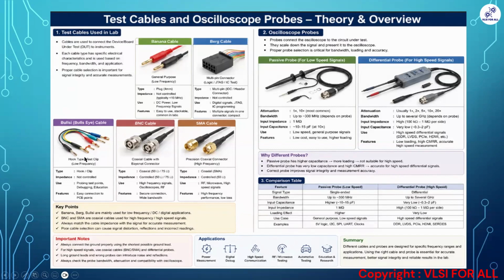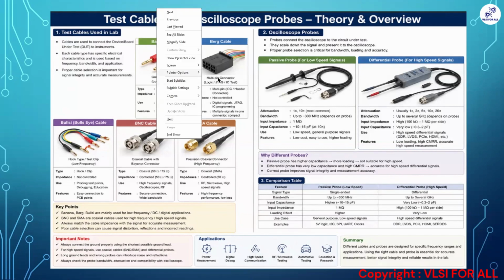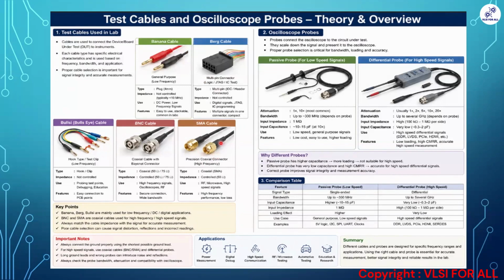And the bullseye cable will be seen like this, and we'll be having a bullseye pin as well to screw and unscrew. Then there is BNC. BNC cables we generally see for oscilloscope. For oscilloscope connection, we'll use this BNC cable. And we'll be having SMA cable. SMA cables we'll use for vector network analyzer and other sorts of connections.